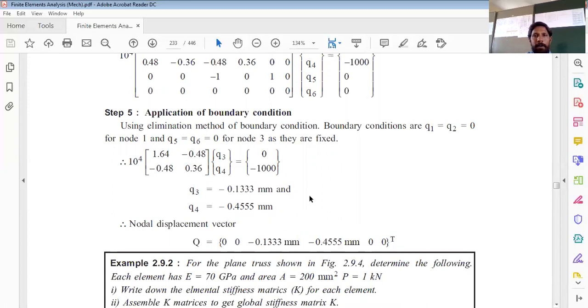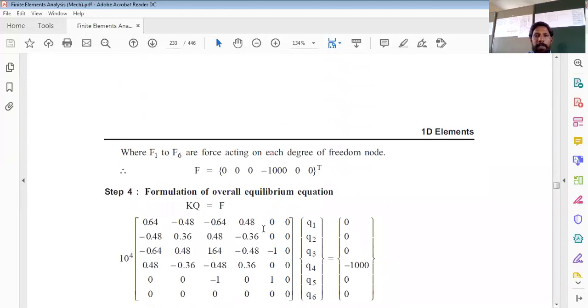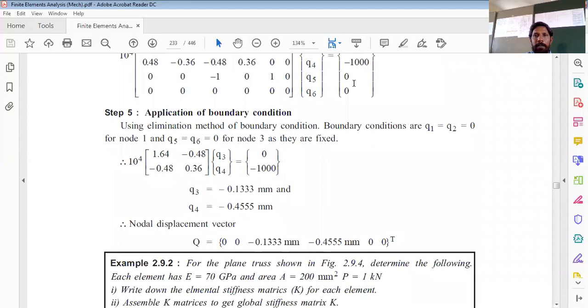So like this, you have to solve the problem. This problem is dedicated only to the displacements, and you can also find the strain value and stress value for this problem, but it is not there. So I will continue this problem in the next lecture.